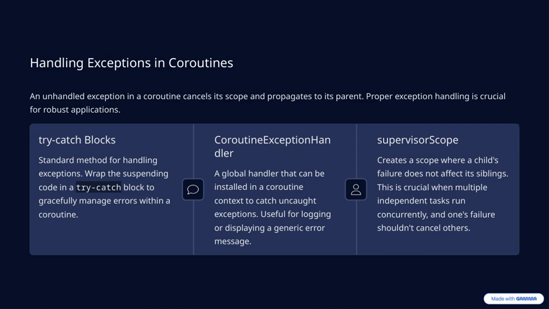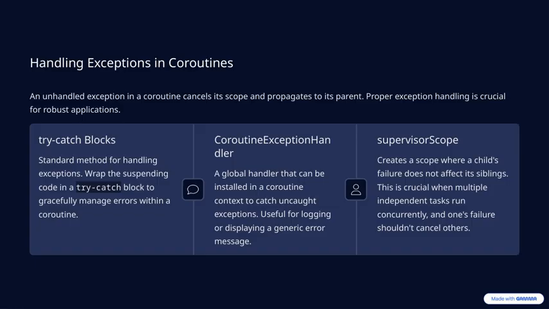Think of it as a global error handler you can attach to your coroutine context. It catches uncaught exceptions that escape your try-catch blocks, which is especially useful for logging errors or showing a friendly error message to users. Finally, there's supervisorScope. This is a special kind of scope where if one child coroutine fails, it doesn't affect its siblings. This is particularly useful when you have multiple independent tasks running concurrently, and you want to ensure that one failure doesn't cancel all the others. It helps in building resilient applications where individual failures are contained and managed effectively.